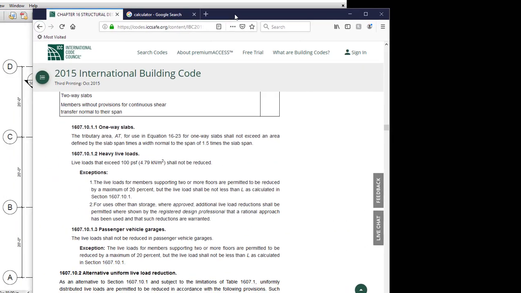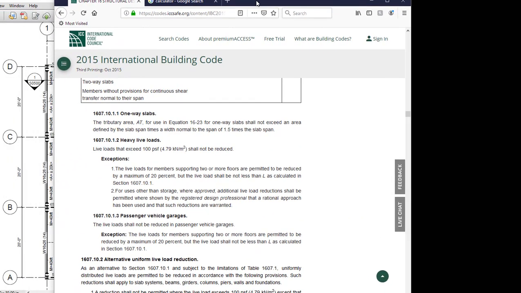Of course, there are some stipulations for when you can and cannot use live load reduction. And again, those are in the IBC. So for example, for heavy live loads, and that would be live loads that exceed 100 pounds per square foot, those live loads shall not be reduced.